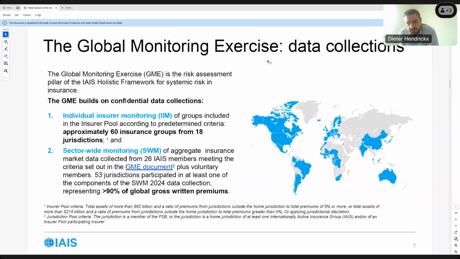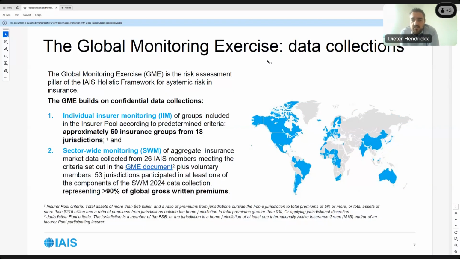Here we are. Our global monitoring exercise, as I assume most of you know, is one of the key pillars of our holistic framework, and the holistic framework was set up to deal with systemic risk in the insurance sector, or the potential buildup of systemic risk. And within the global monitoring exercise, we have 2 key data streams that we need in order to be able to monitor the key risks and trends.